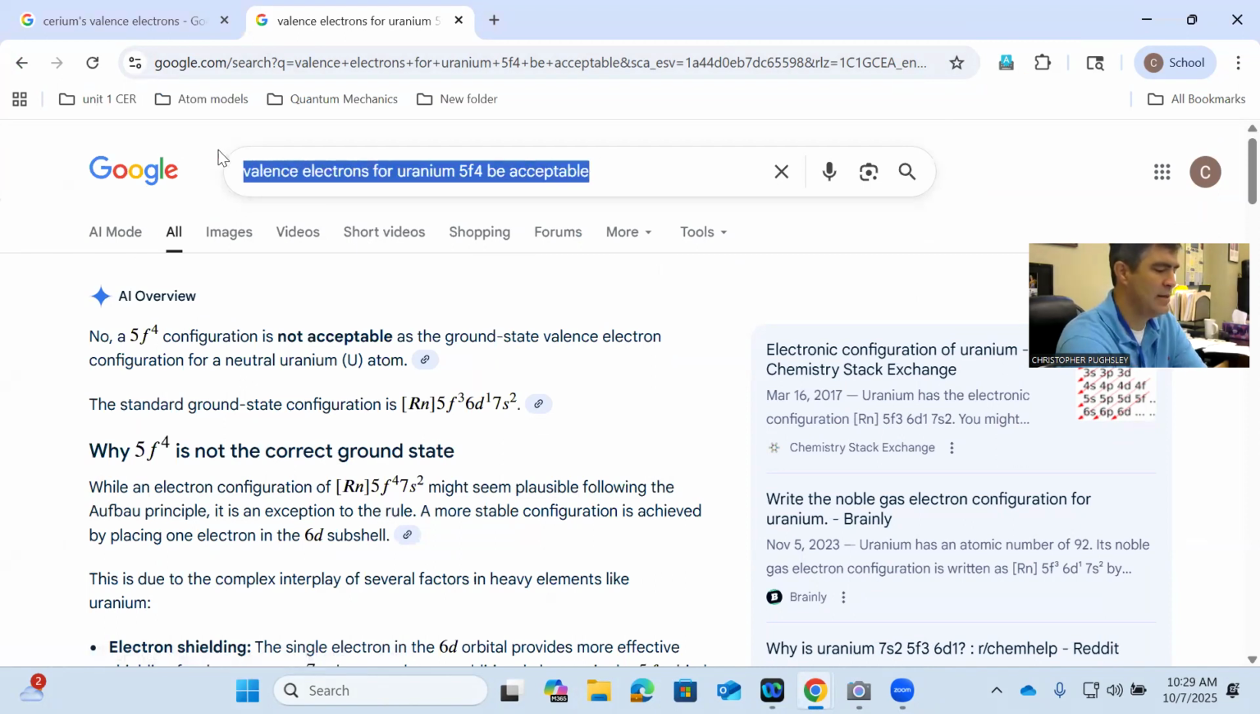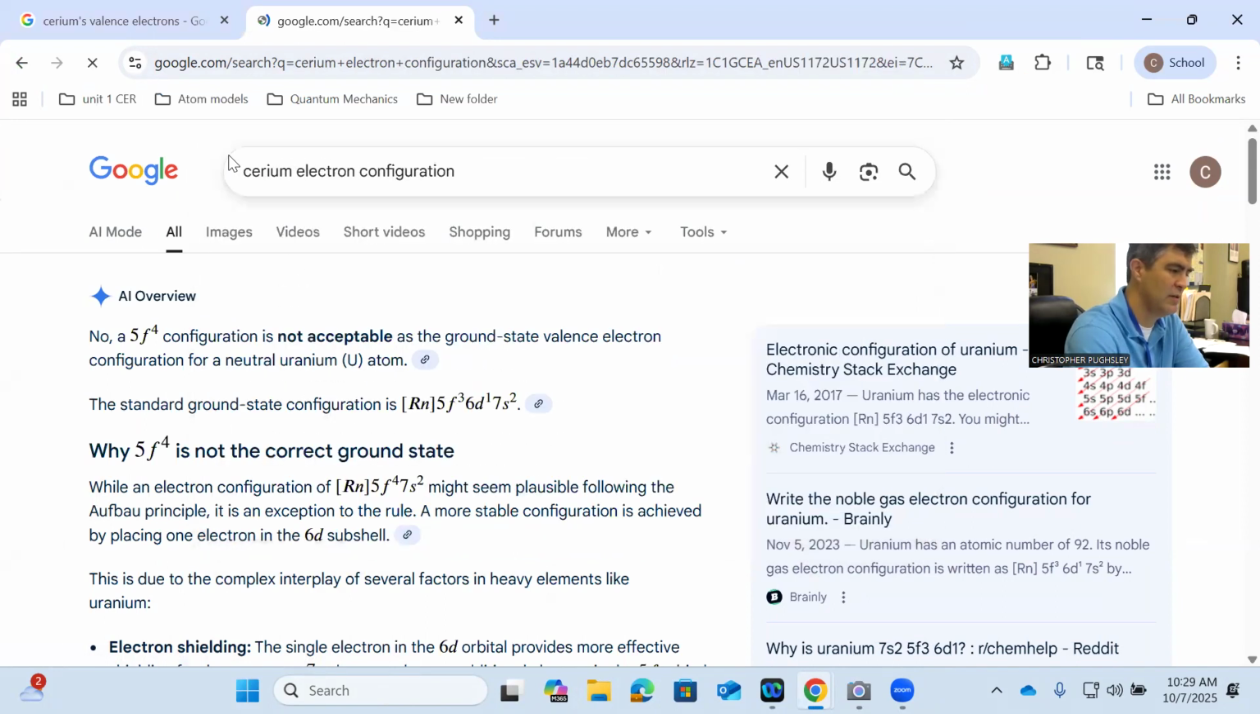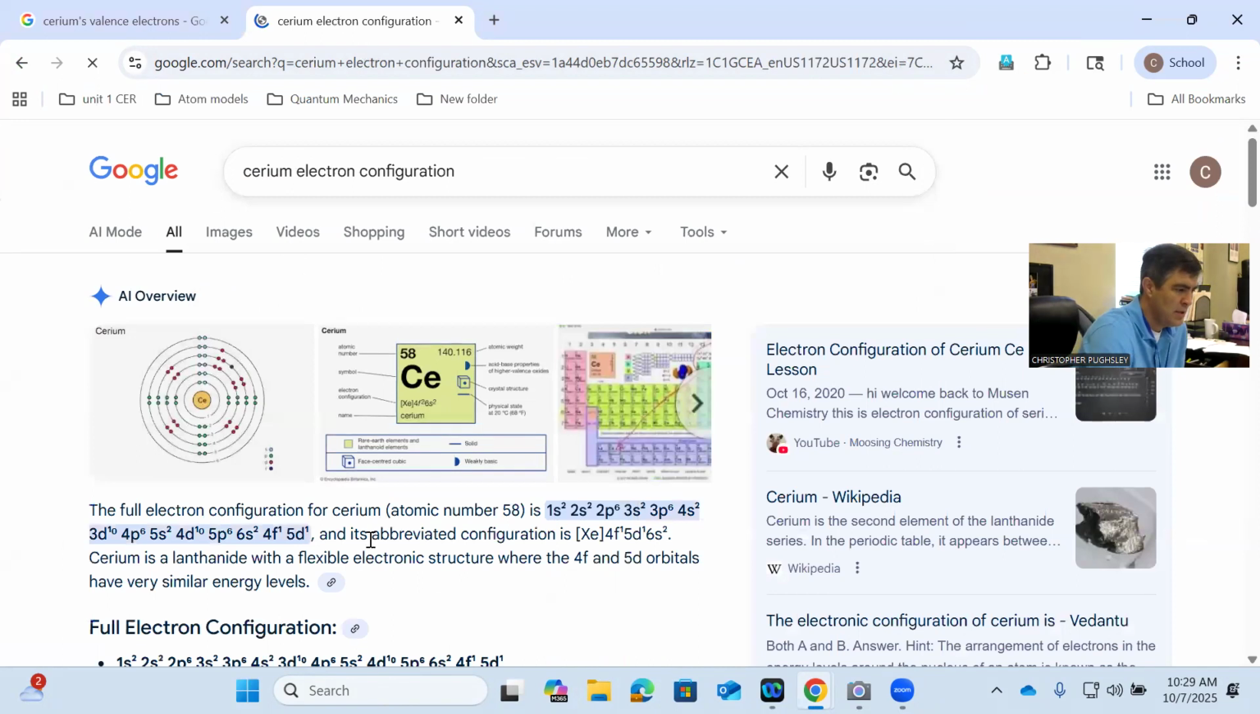All right, cerium's electron configuration. You can see 6s2, 4f1, 5d1. Again, it didn't matter which order you put those last two in here. 6s2, 4f1, 5d1. As long as you had that, and you can kind of see that's what I had right here.